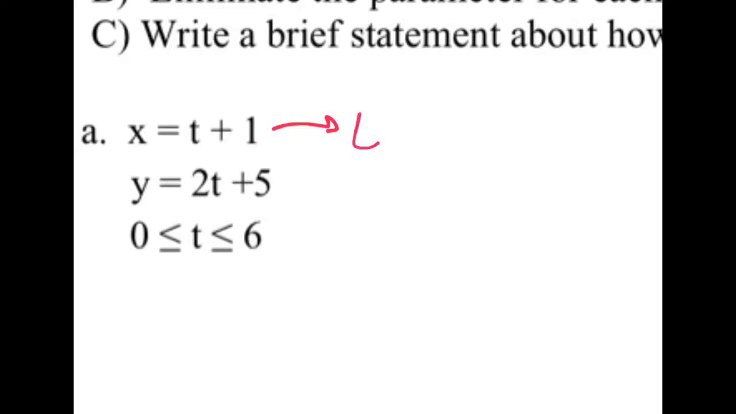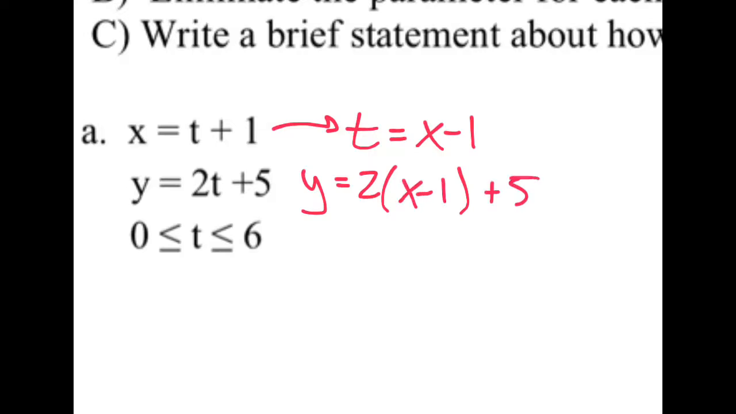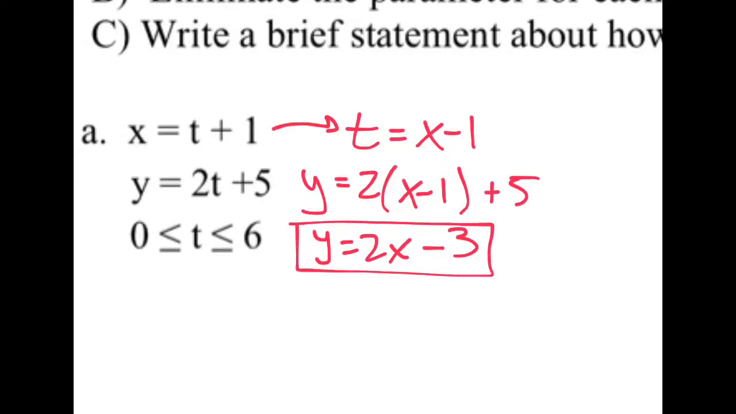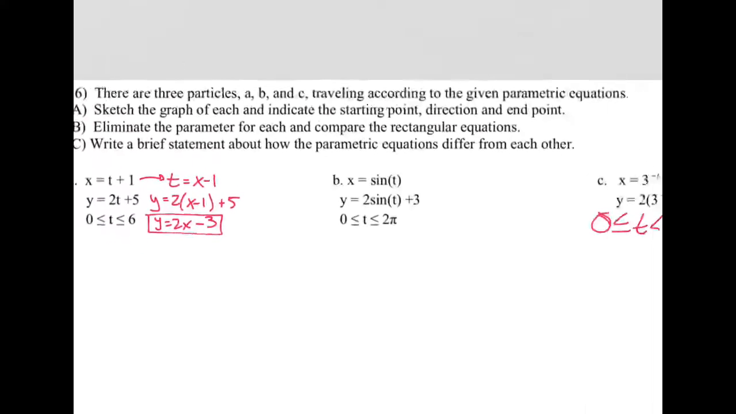So if I solve this for t, I need to subtract 1 from both sides, so I'll get t equals x minus 1, which I can then take and substitute into this y equals equation, 2 times t plus 5, where t is the expression x minus 1, and we can distribute that 2 to get y equals 2x. 2 times negative 1 gives us our negative 2, plus 5 is giving us a minus 3. So let's think about that equation and then look at this next one.